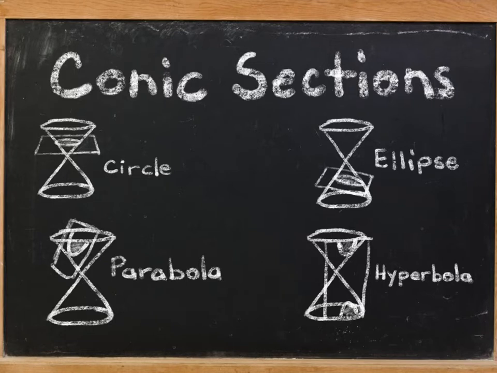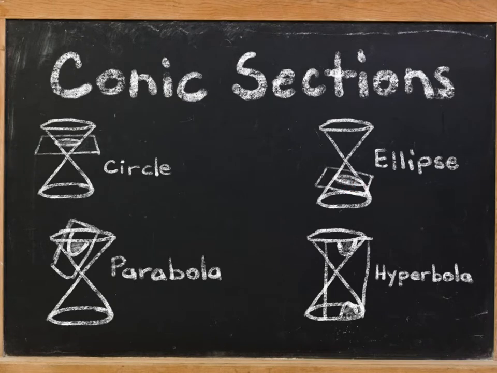So if the plane hits the cone just like this, it is the circle. This one's the parabola. Notice that you just have one branch like this. We've studied parabolas in previous lessons. This is a hyperbola. It kind of looks like you have two branches here. I mean, you do have two branches. It looks like you have two parabolas. And then you have an ellipse here.